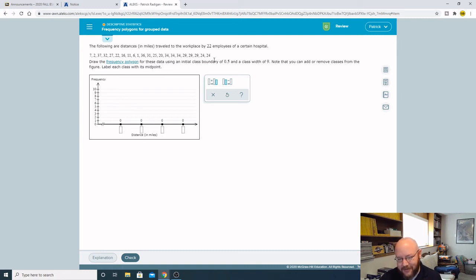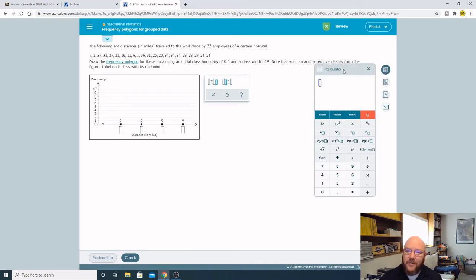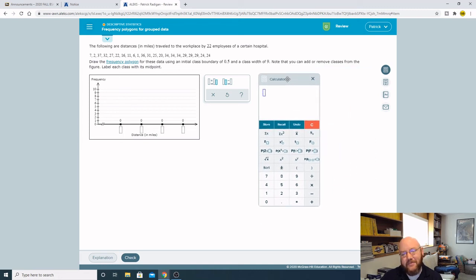In the wild, we don't see frequency polygons that often. Most of the time, we just do histograms, all right? But every now and then, you do see these, okay? And we will see similar problems that built upon this one down the road. All right, so let's do one more here real quick. Start with a new sheet of scratch paper.